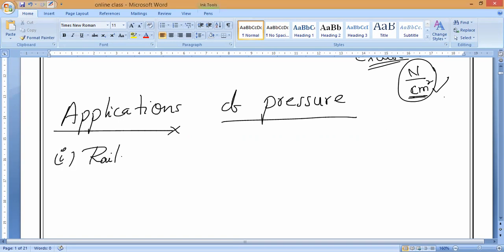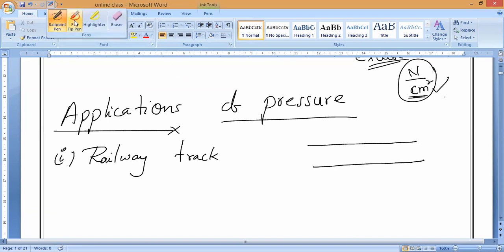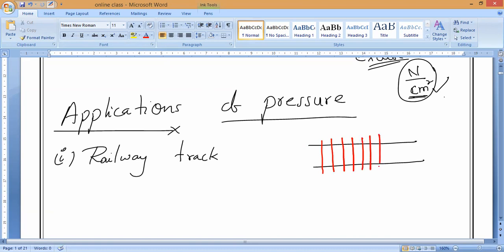Now, if you go to the railway tracks, let me imagine this is the train track. At the bottom, have you noticed that they keep some kind of concrete blocks or wooden blocks? They arrange them like this. Have you seen them? Yes, sir. So this is what we can see.